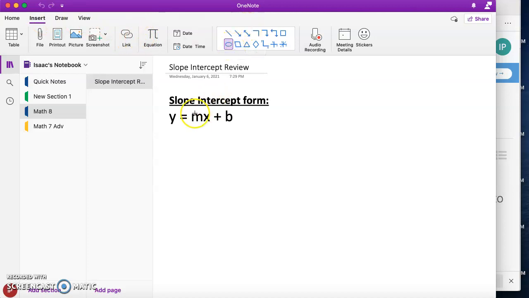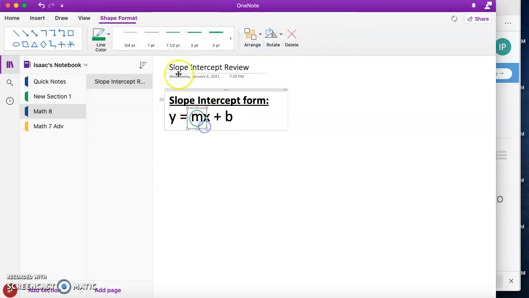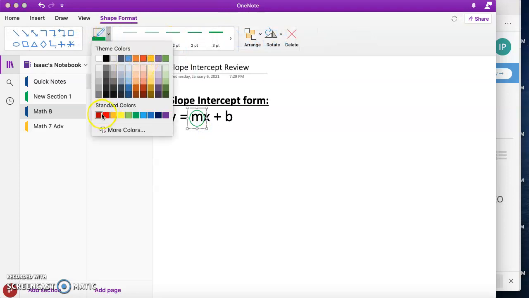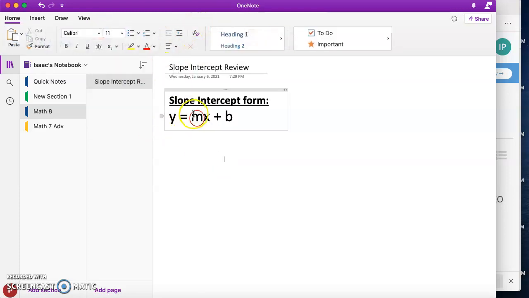So the m in y equals mx plus b, as you may or may not recall, that is the slope. So when we say y equals mx plus b, m is always going to be the slope. I'll talk about exactly what the slope is in just a moment. And the b in y equals mx plus b, as you may have guessed, is the y-intercept.